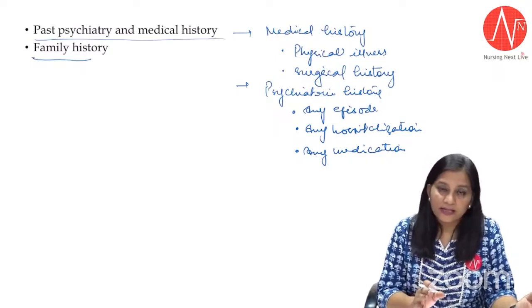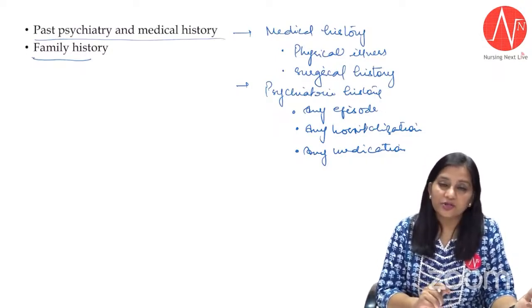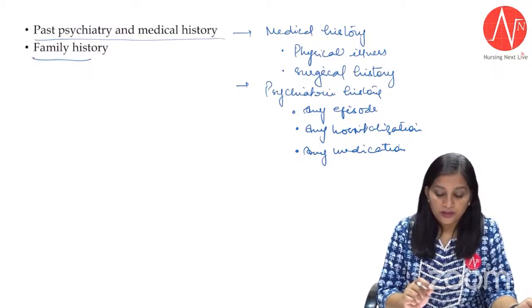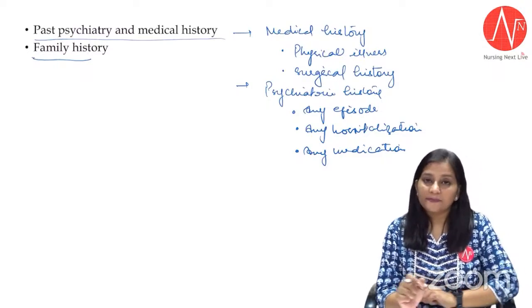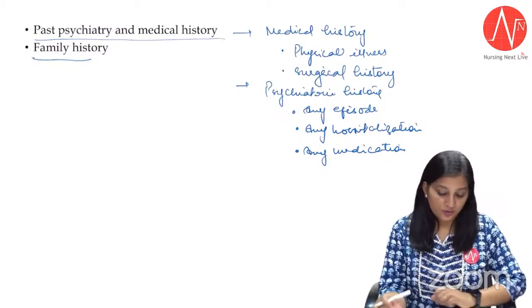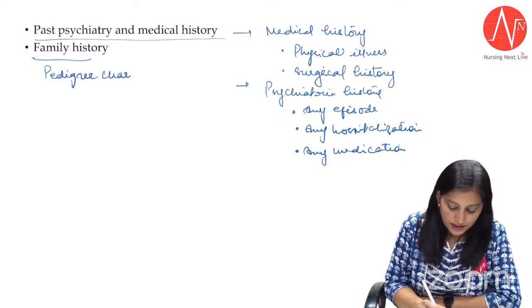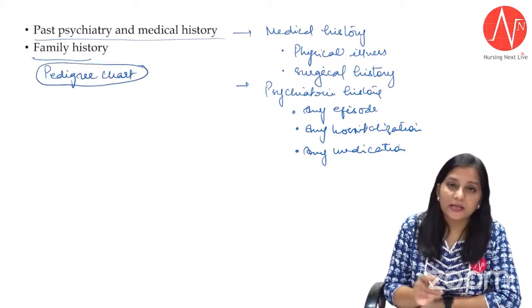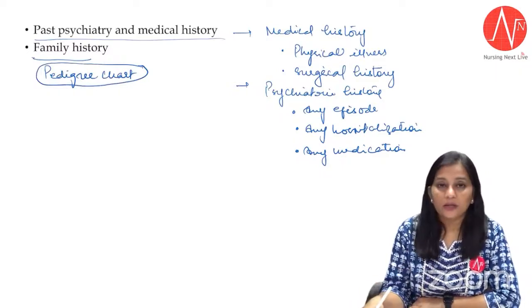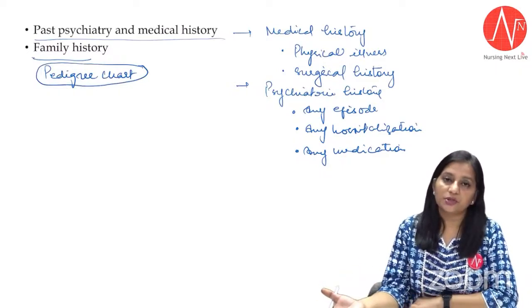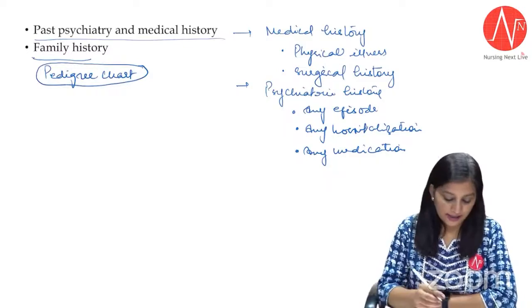So all this history we collect here, and in this family history we make a family tree. We make some kind of shapes. I want to tell you, this is also called a pedigree chart. In this we use some symbols, some shapes to denote male, female, patient, brother, sister, wife, all these things.